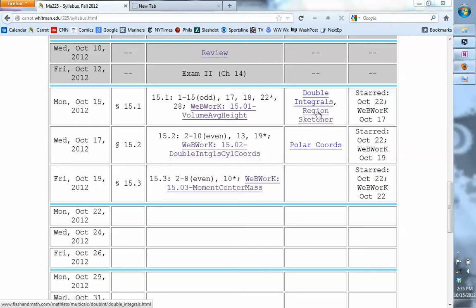What you're seeing here in Calc 3, we spent a little bit of time on preliminary stuff, vector functions, vectors, planes, lines, etc. Then we spent chapter 14 doing differentiation, which is sort of like Calc 1. And now we're moving into integration. How do you integrate functions of several variables, and what do those integrals actually represent? That's where we're headed now.